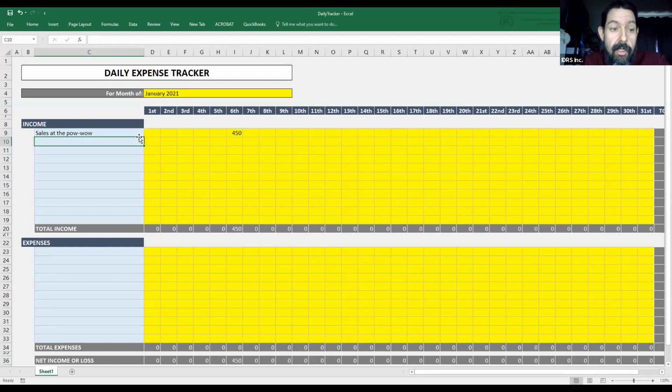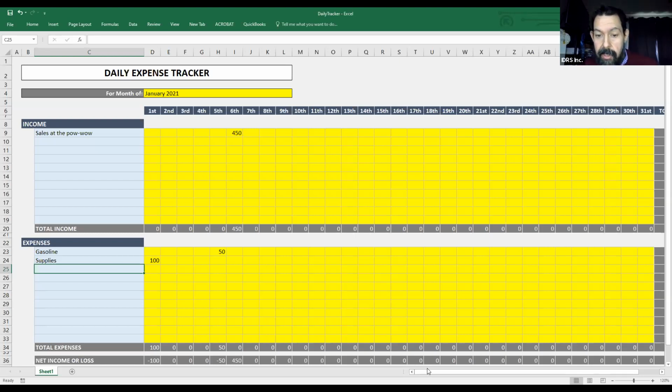And then you can say, okay, what were my expenses? And then you could have something like gasoline, and just as they come in, you can plug them in, right? And you could say, okay, I spent $50 in gasoline here. I bought supplies to make my earrings on the 1st of the month, and I paid $100, right? And on your daily expense tracker, as you go through the month, every time you have a transaction that affects your business, you can plug it in here in your daily expense tracker, all right?